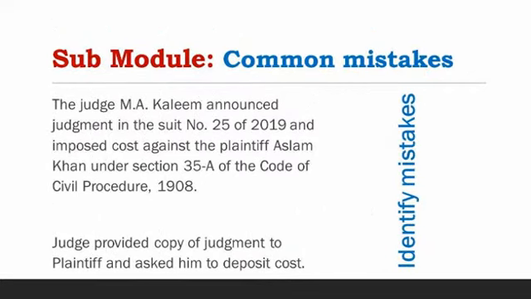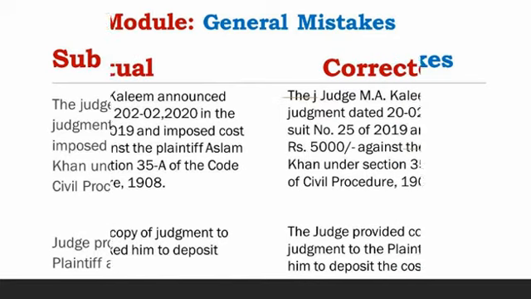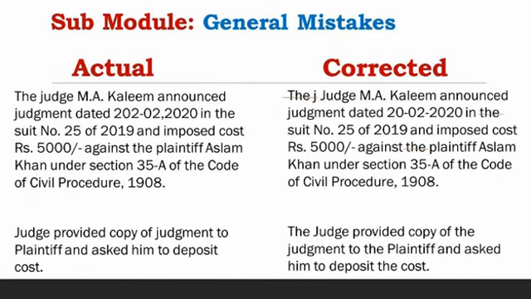Read the sentences and identify mistakes. The Judge M.A. Kaleem announced judgment in the suit number 25 of 2019 and imposed cost against the plaintiff Aslam Khan under Section 35A of the Code of Civil Procedure, 1908. Judge provided copy of judgment to plaintiff and asked him to deposit cost. The correct answer is: Judge M.A. Kaleem announced judgment in suit number 25 of 2019 and imposed cost of 5,000 rupees against plaintiff Aslam Khan under Section 35A of the Code of Civil Procedure, 1908. The judge provided copy of judgment to the plaintiff and asked him to deposit the cost.